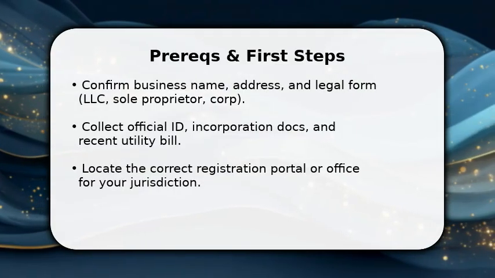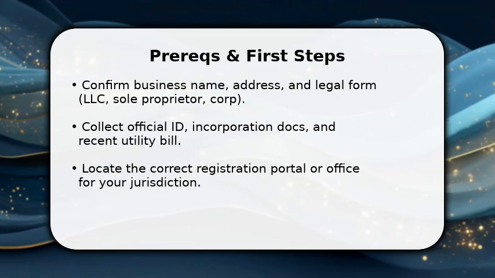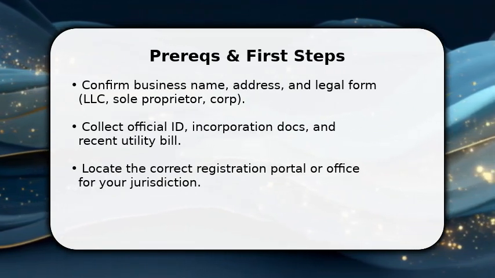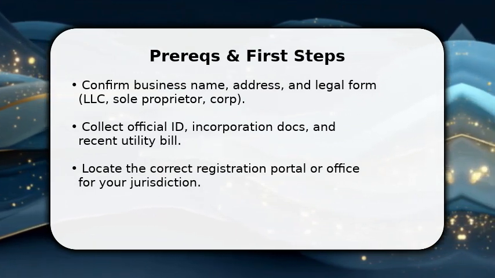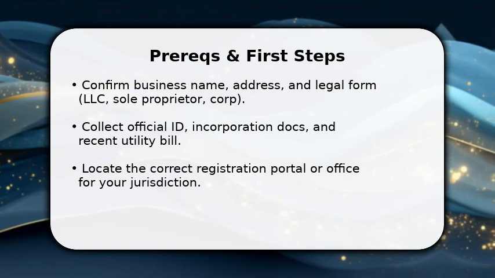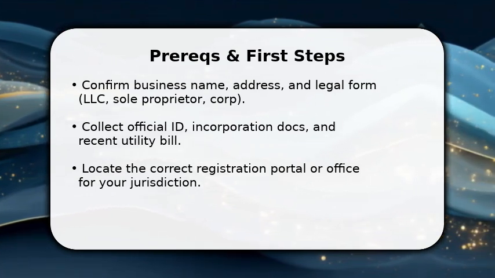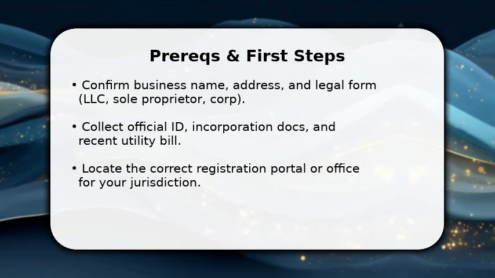You already have the basics: name, address, and incorporation papers. Start at the official registration portal or local registry. Don't guess. Once there, choose the registration type that matches your legal form. This ensures the system shows the core trade registration field.